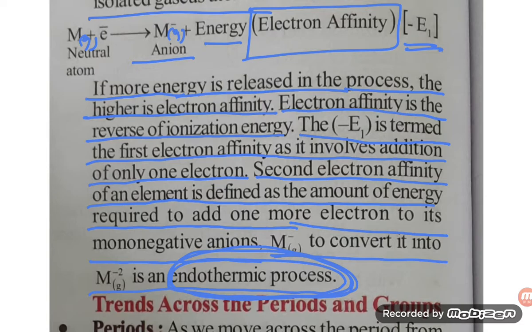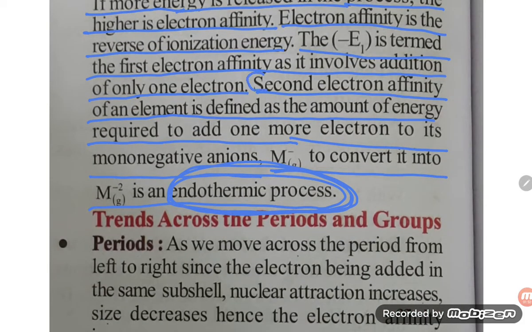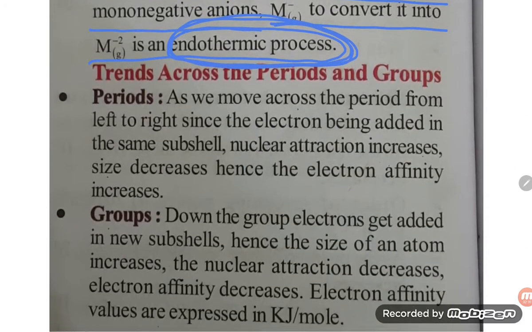While in the first electron gain enthalpy the energy is released, in the case of second electron gain enthalpy, the second electron affinity of an element is defined as the amount of energy required to add one more electron. So the second electron gain enthalpy is an endothermic process.